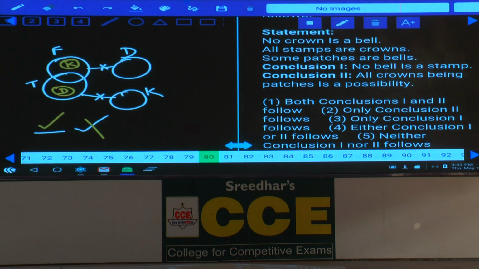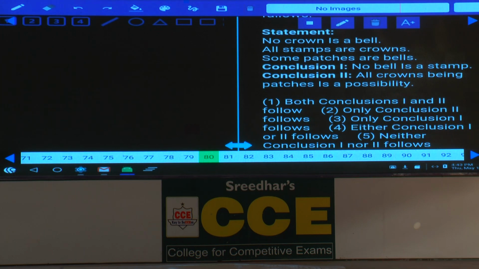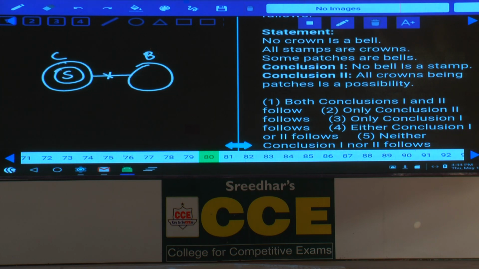Now in this question number 80: No crown is bell. No intersection between these two, crown and bell. Next, all stamps are crowns. Some patches are bells. Then the first conclusion, no bell is a stamp, is true. And second, all crowns or patches is possible. The second one is a possibility.